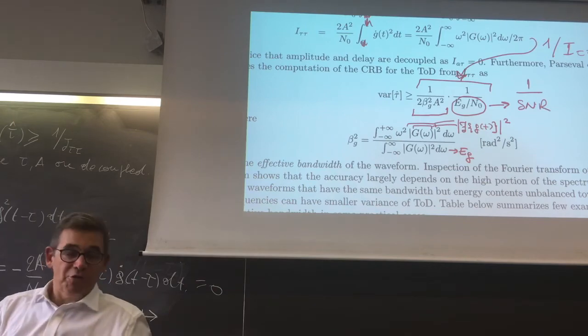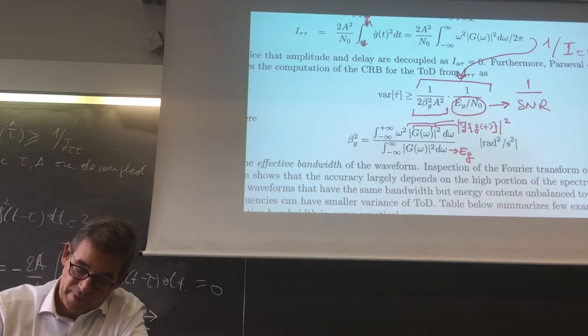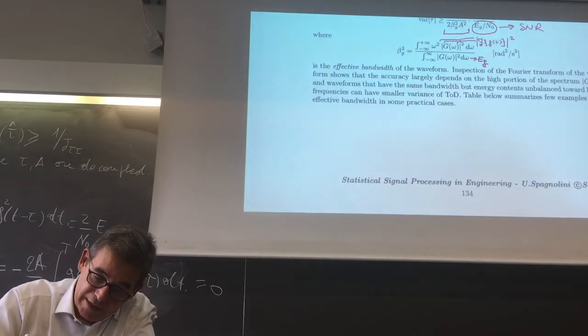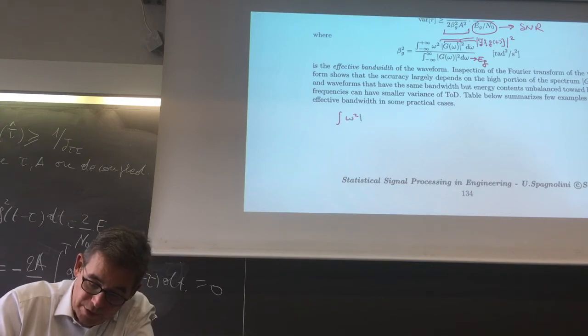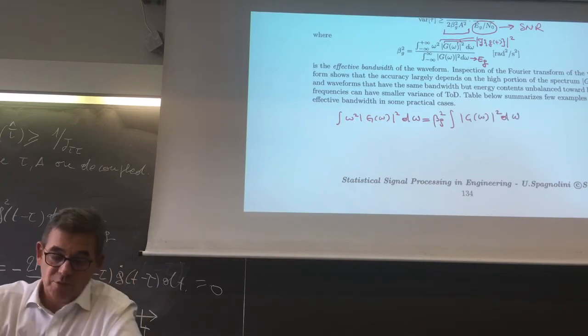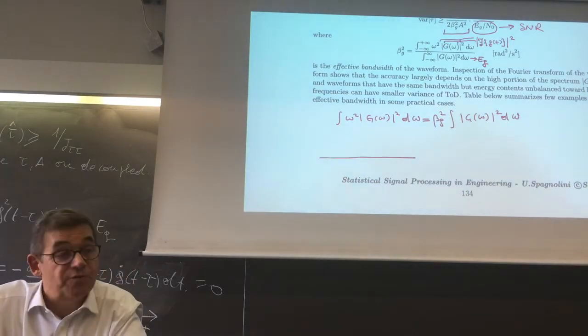You know, because I can reverse the formula. Let me show you here. If I reverse the formula, I can write it this way. I have the integral of omega squared, absolute value of G omega squared d omega, equal to beta g squared times the integral of absolute value G omega squared d omega. So this means that if I have a waveform, this is the Fourier transform of the waveform, G omega.